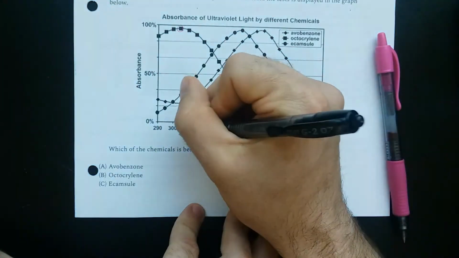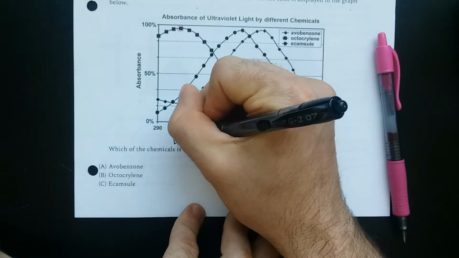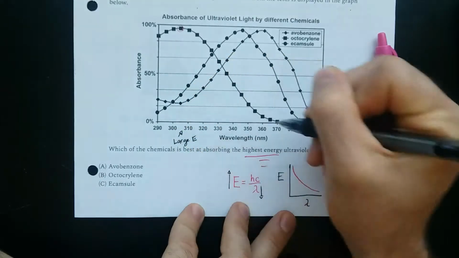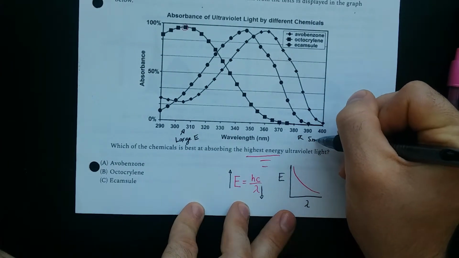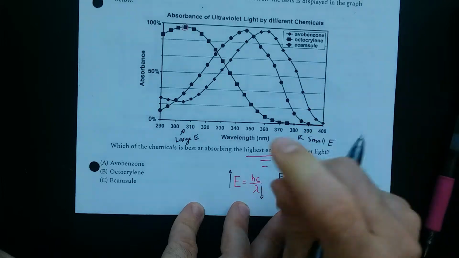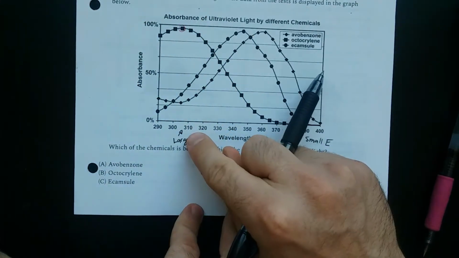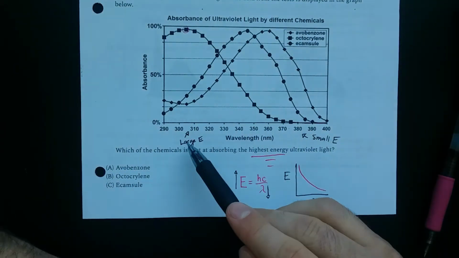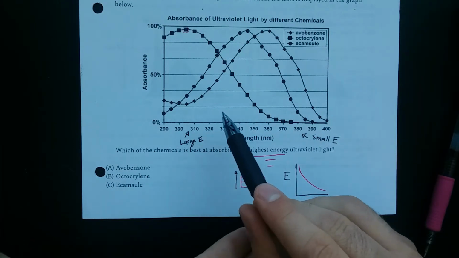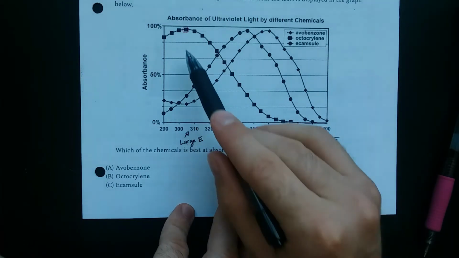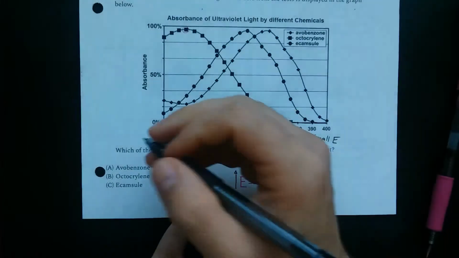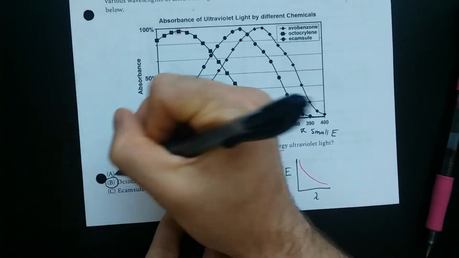That means down here, these have large energies, and over here they have small energies. So the best one that's really good at absorbing the small wavelength, high energy photons is the square, which is octocrylene, and that is why the answer is B.